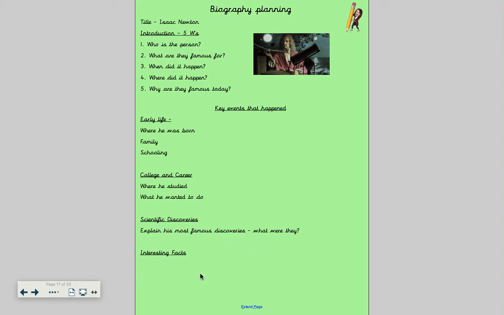And then interesting facts, this is going to be bullet points in our final biography writing. So if you just pop in some key facts that you want to include in your biography, and they will stay the same when you write your final piece. Okay, so this is how we normally do our planning at school. We make sure we have key information so that when we come to writing, we can change those points into much better sentences, and they don't stay as bullet points, they become longer sentences to create a paragraph. Okay, so happy planning.